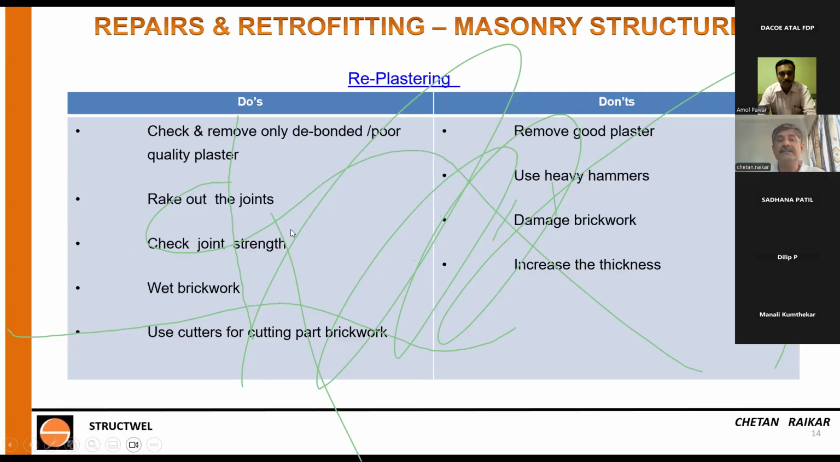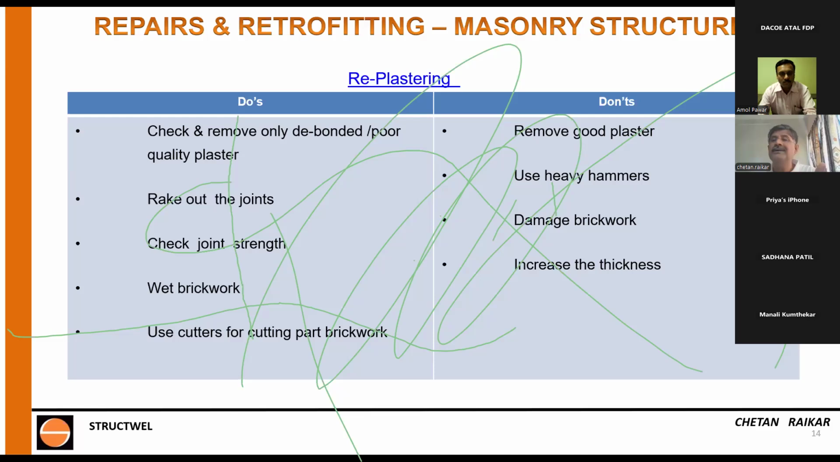We just saw, check joint strengths. How do we check the joint strength? See, there is a flat jack technique, but I don't use it at all. I know about it, but I don't have the equipment because I don't believe we need to go to that level. Simplest is to take a small pointed tool and try to rake out with hand force. Do not use too much force. If the mortar in the joint is easily coming out, that means the mortar is weak. Now, do we need to replace the whole mortar?